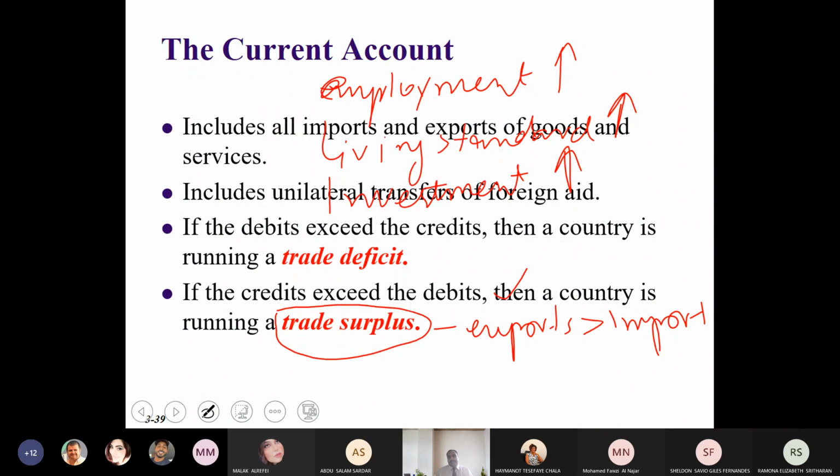So any other impact, any other positive impact? What will happen to the inflation? Inflation will come down. Will it come down or will it remain stable? It will not rise. Either it will be stable or it will come down.